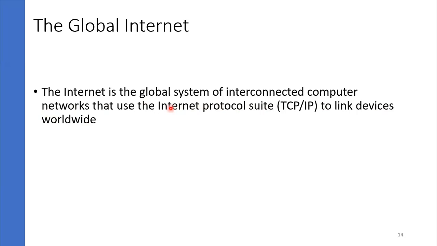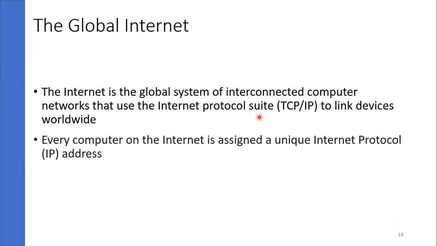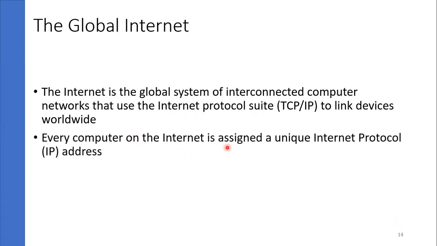Sometimes your friend uploads a photo from their mobile phone. Then all of a sudden, within a few seconds, not even a few seconds, probably milliseconds or nanoseconds, the data is available to you. The whole transmission was conducted. That much speed is there. Every computer on the internet is assigned a unique Internet Protocol address.